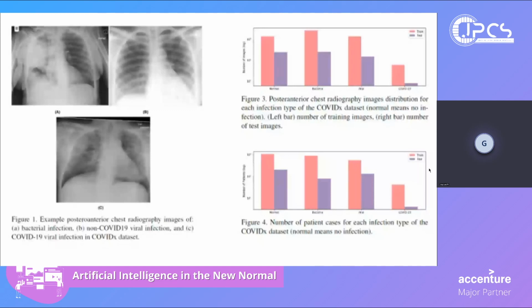to analyze and know if the patient has COVID-19, if it's already viral, or if it's out of the ordinary and they need to treat it ASAP.